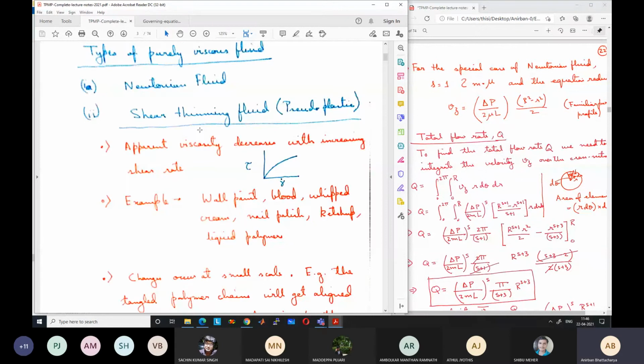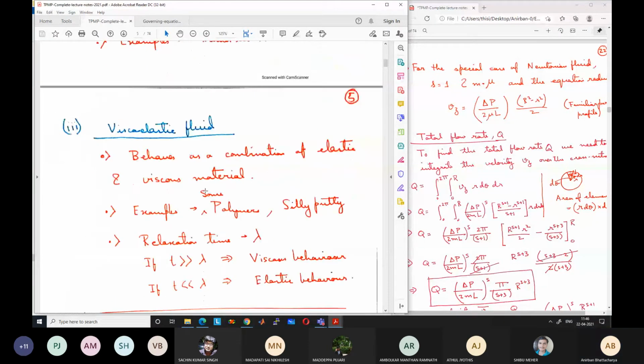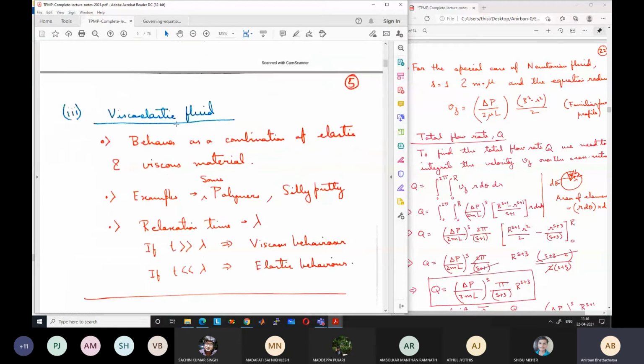Time-dependent viscosity fluids are too difficult to study within the framework of this course. So we will not go into further details or mathematical analysis of thixotropic or rheopectic fluids. What we will discuss next is viscoelastic fluid. That is also time-dependent, but it is a special type of fluid which shows the behavior of both solid and liquid. So this type of behavior is what we are going to discuss next. Before that, is there any question?